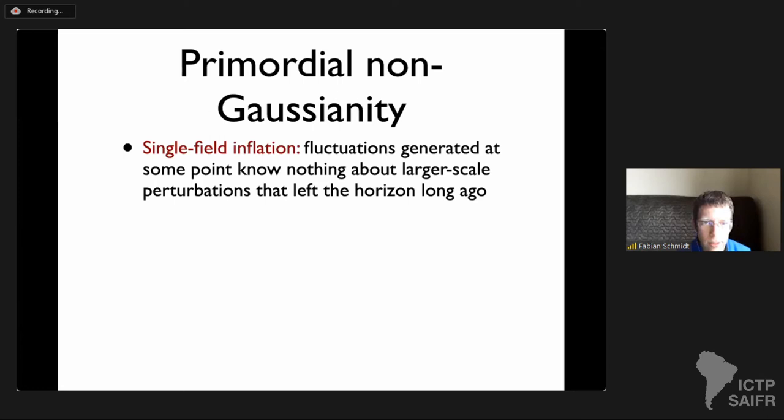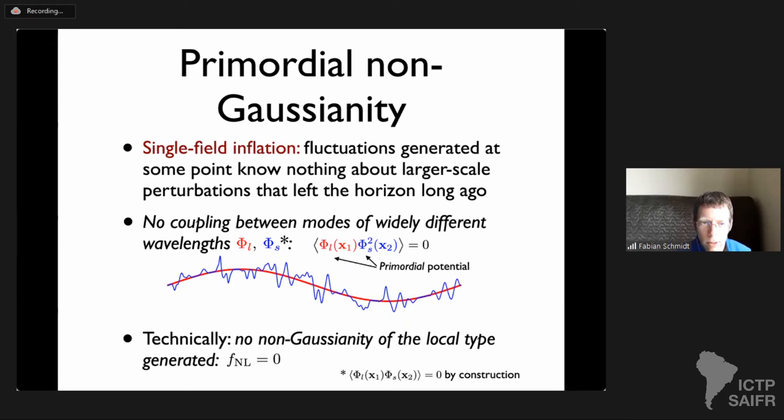So one particularly nice property about single field inflation is that fluctuations generated at a given time don't know anything about large-scale perturbations that left the horizon a long time ago, right? So large-scale perturbations leave the horizon first during inflation. And so from the point of view of the small-scale quantum fluctuation, as they freeze out, they don't know anything about the large-scale perturbations. I think Valerie will basically cover part of this question. So that means that there's no actual coupling between modes of widely different wavelengths.